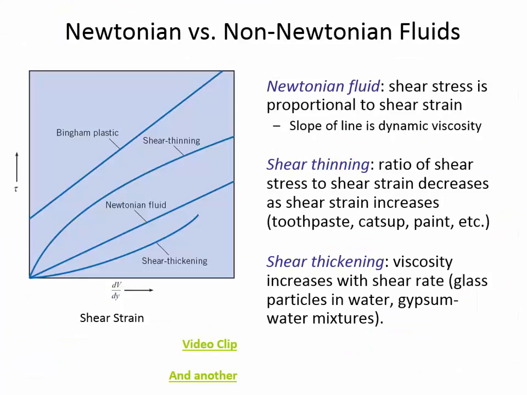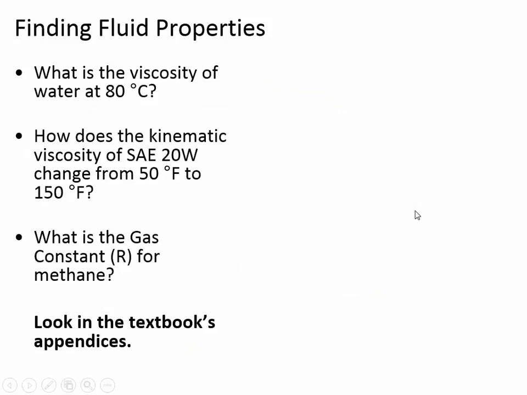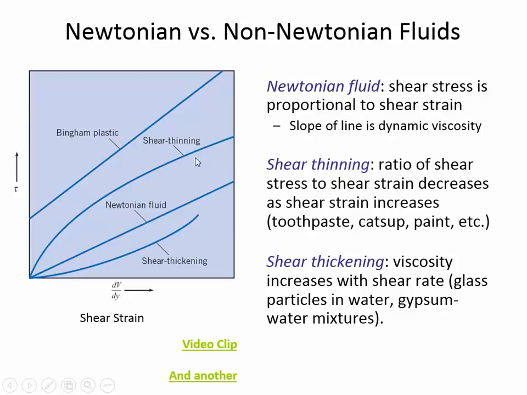Here's a diagram that shows Newtonian fluid, shear thickening, so the viscosity is getting higher with the shear stress that's applied, and then shear thinning. The trend with shear thinning is as you apply a force to it, it becomes less viscous. And so the slope of these lines is the relationship that is linear in the case of Newtonian and nonlinear for shear thinning and shear thickening.